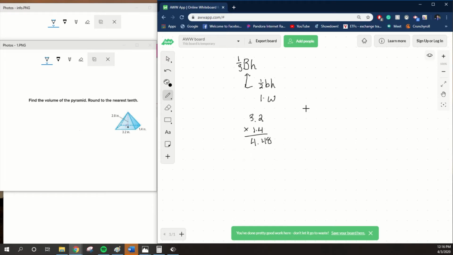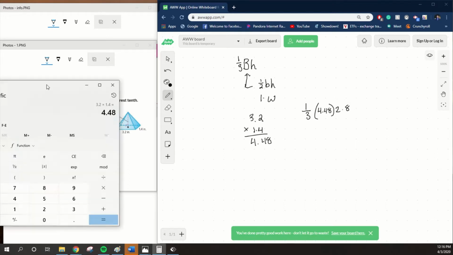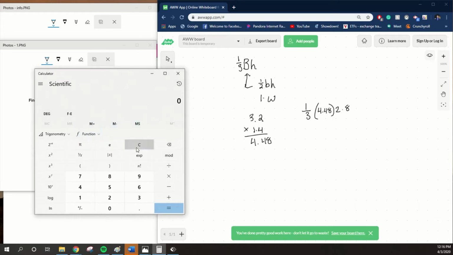Now I'll take that area of the base and plug it into my formula. I have 1/3 times the area of our base, which we have found is 4.48, times our height, which is 2.8. You could plug that in a couple ways. Let's do the 1/3 first: 1 divided by 3, 0.3 repeating, times 4.48 times 2.8. And remember, we're rounding to the nearest tenth here.